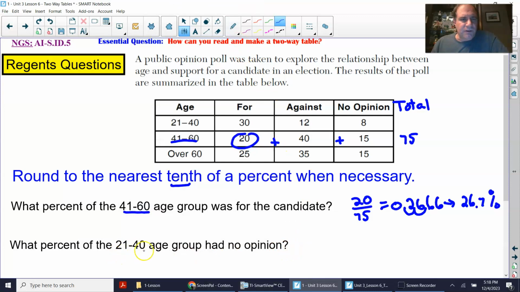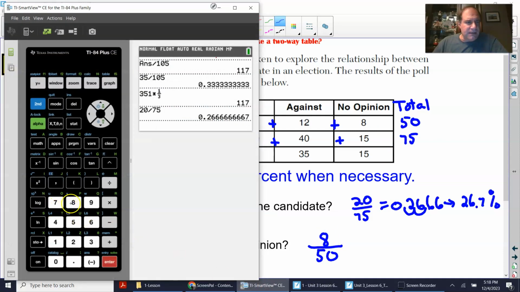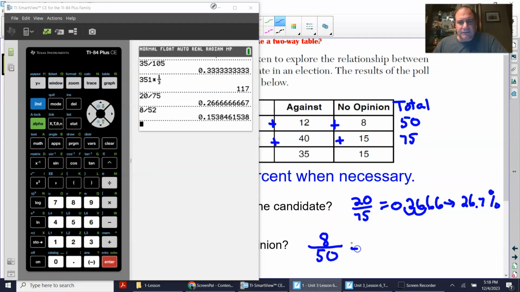What percent of the 21 to 40 age group, so this is 30 plus 12, which is 42, plus 8, which is 50, had no opinion? So out of 50 people, how many had no opinion? 8 out of 52. So let's talk about 8 divided by 52. And that is 0.1538. If you round that to the nearest tenth, I'm going to bring that to 15.4%.